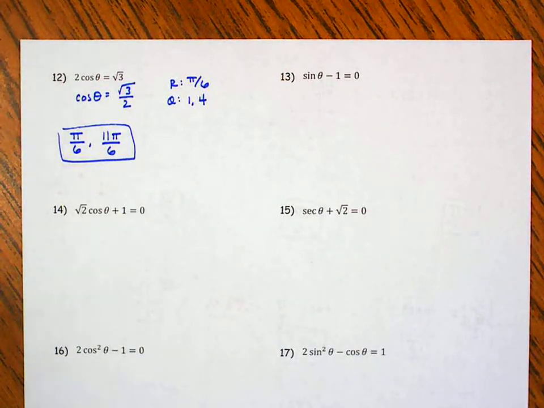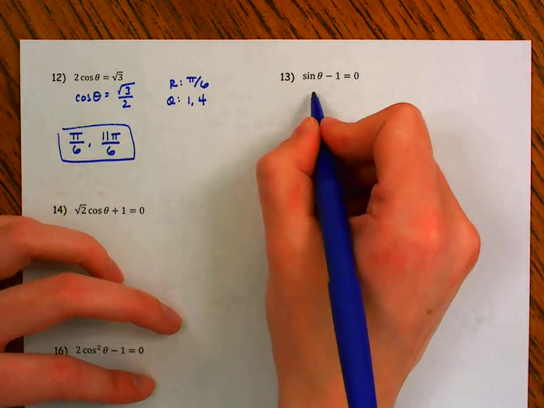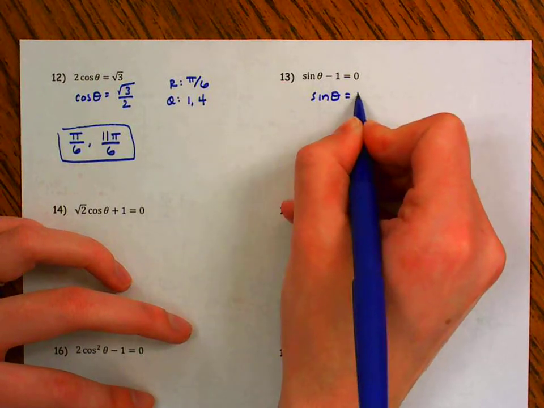Again, for 13, I only have one trig, but it's not isolated yet. I need to add 1 to the other side.